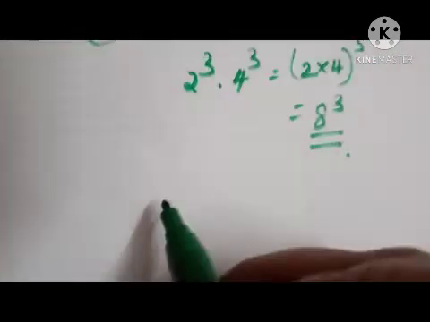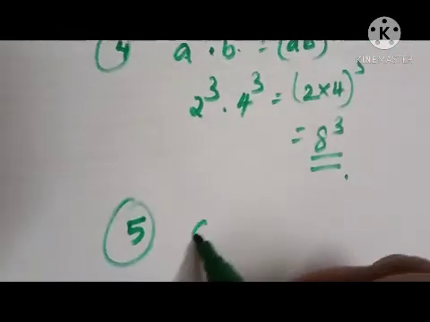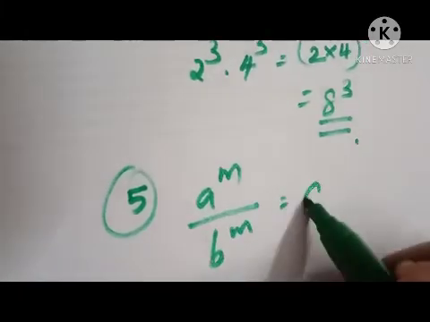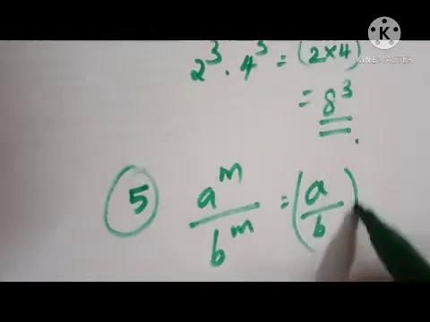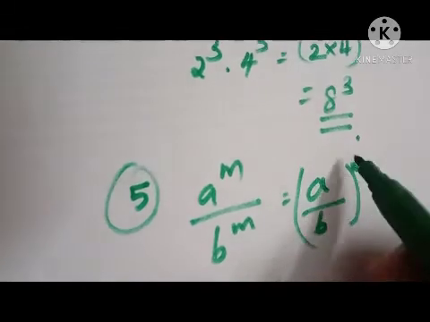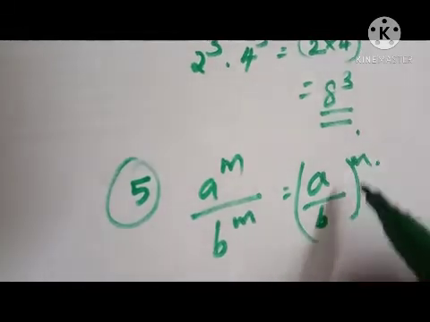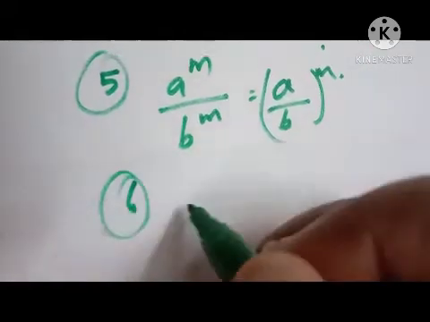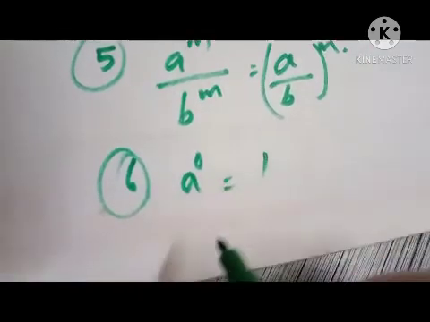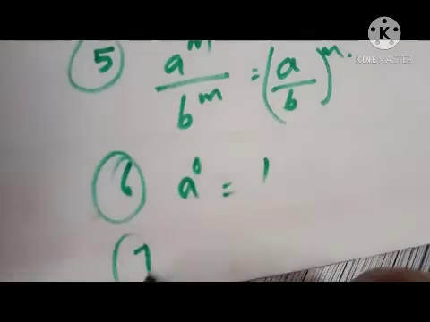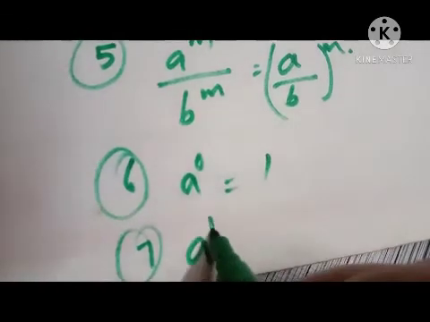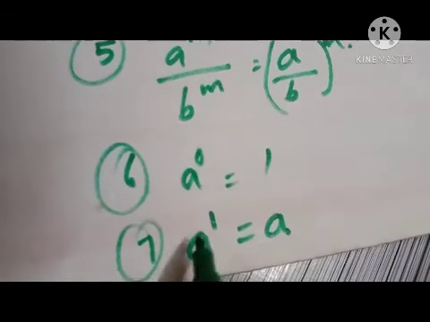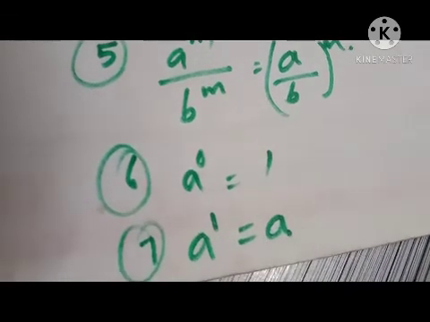The next is fifth one. A raised to m by b raised to m. Same way, division. So a by b whole raised to m. Divide the bases and write the exponent or power only once. Next is any number raised to 0. A raised to 0 should be 1. Next one is any number raised to 1. That will be that number itself. A raised to 1 equals a itself.